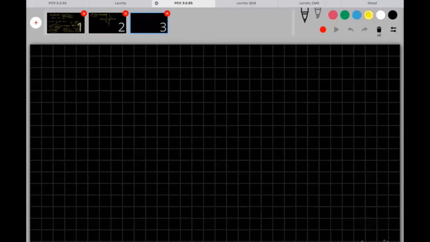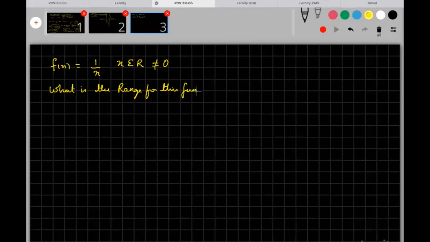Okay, so let's move on. We will look a little bit more at domain and range and then try to understand what it is. Suppose I say f of x is equal to 1 by x, where x belongs to real numbers, not equal to 0. Then what is the range for this function? Range refers to the corresponding values of y.